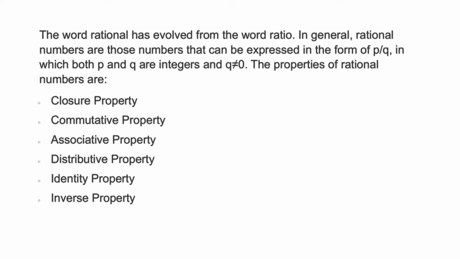Now we have to discuss a few of the properties of rational numbers. Before starting our chapter, we should know a few properties. In the previous classes we discussed these properties for whole numbers, natural numbers, and integers. Now we will discuss them for rational numbers. The properties known to you from previous classes are the closure property, commutative property, associative property, and distributive property, then the identity properties and the inverse properties. All these properties we will discuss for rational numbers.